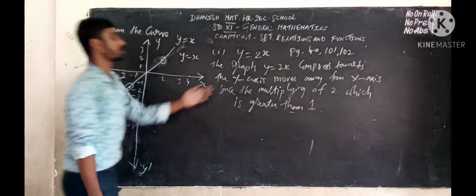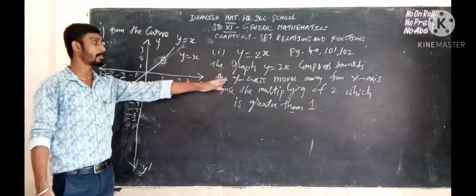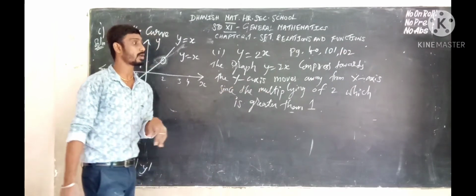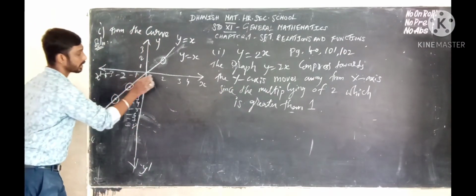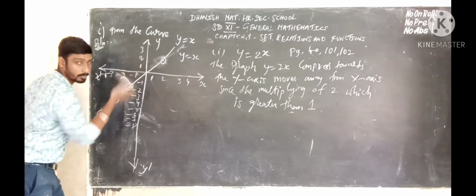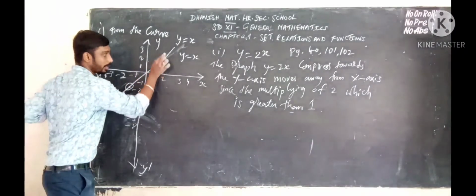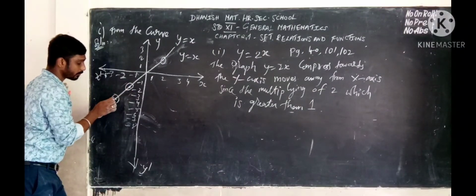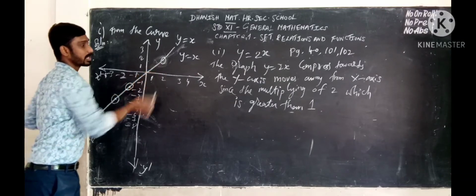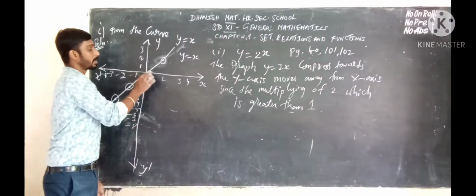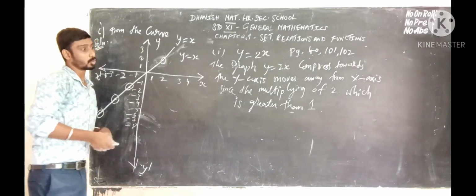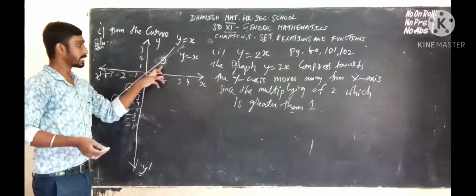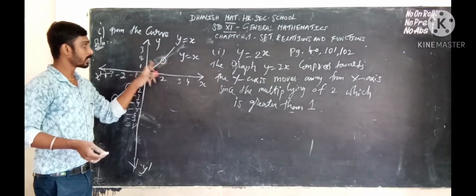What is the condition here? Same only. The graph y is equal to 2x is compressed towards the y-axis, moves away from x-axis, since the multiplying of 2 is greater than 1. Here we are having 1, 1. It will be no value for 1, 1 here. So directly we are going to apply the 2, 2 here is also 2, so minus 1, 2 only. Then here it will be shifted into the 2, 2 because multiplication of 2 is greater than 1. Now we are plotting the points on the 2, 2.